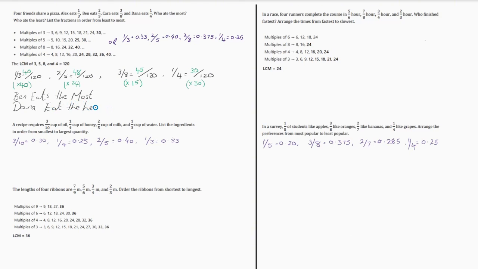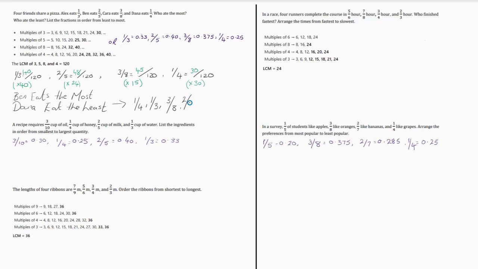And then finally, it wants us to order the fractions from least to most. So we know that the least is going to be a quarter. That's Dana. Who's next? 40. That'll be a third. So that was Alex. The next one is going to be 3/8. And then finally, Ben, which was 2/5.